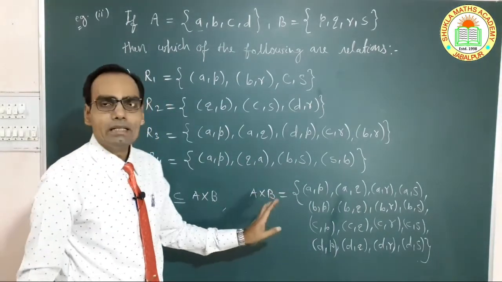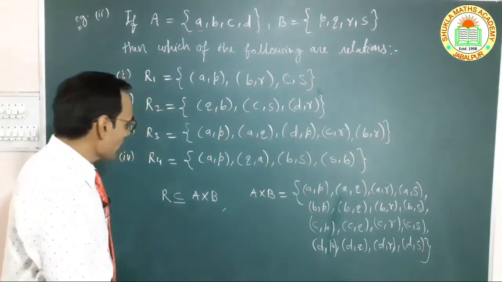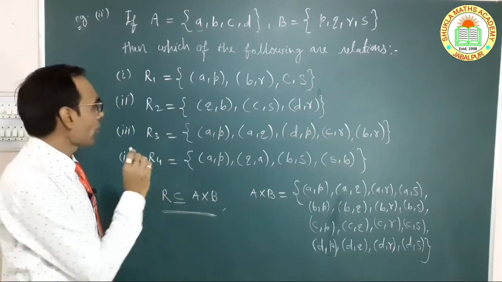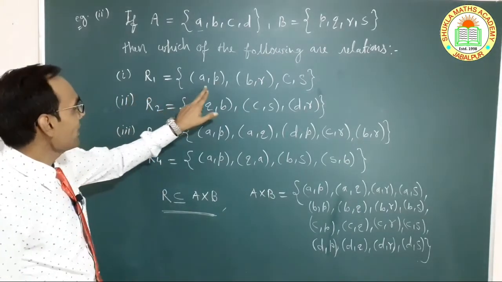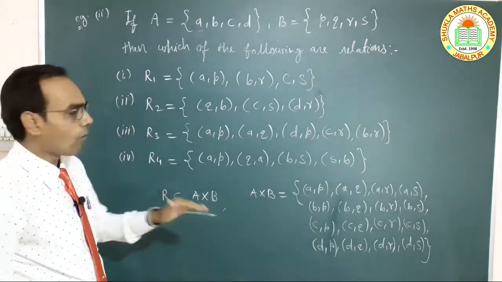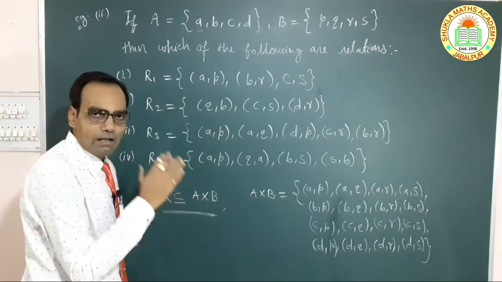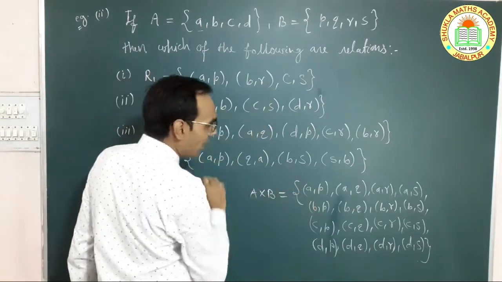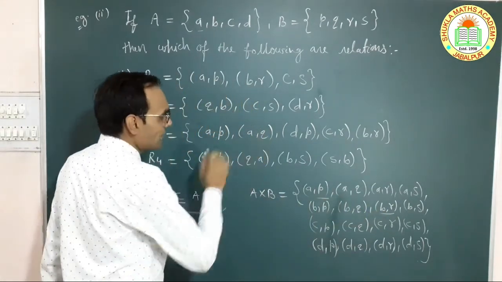This is called the Cartesian product of sets A and B. And now we will check whether this condition holds in particular questions. The first one, R1, is {ap, br, cs}. Now see whether R1 is a subset of A cross B, meaning all the ordered pairs of R1 also belong to A cross B. So ap is here, br is also here, and cs also.